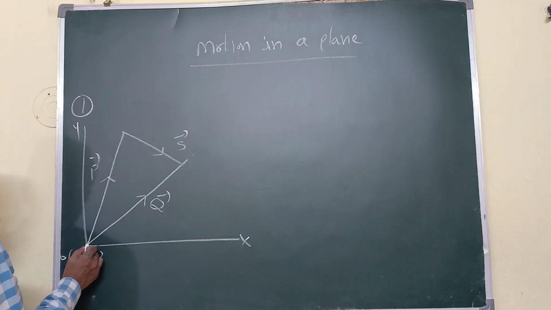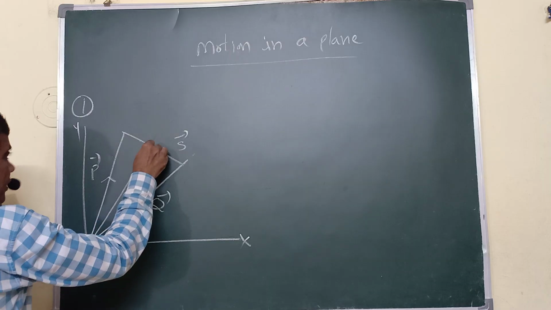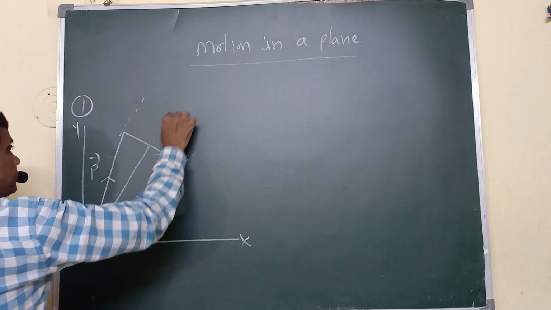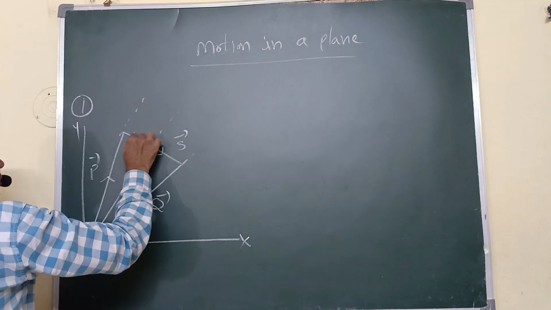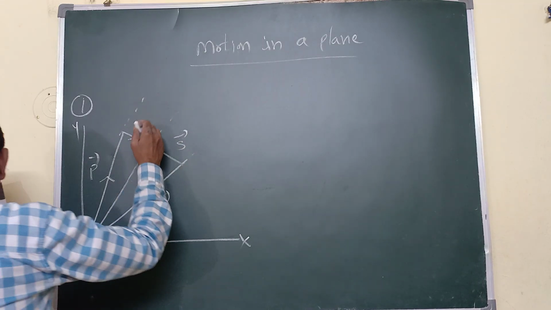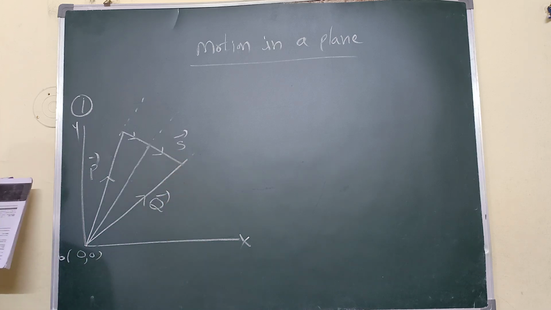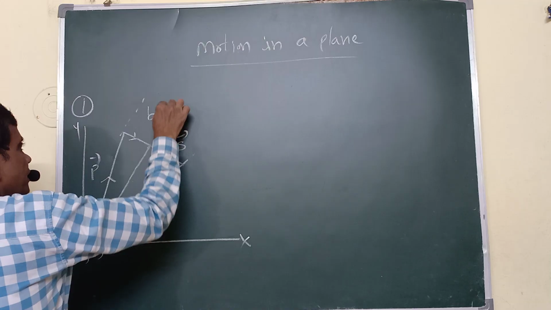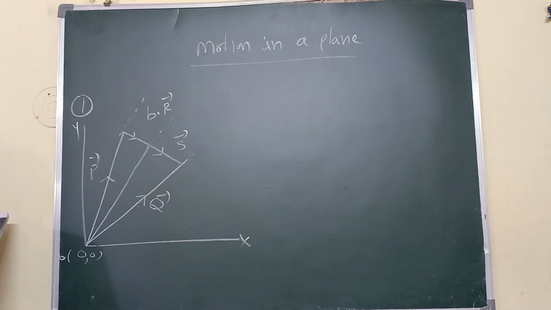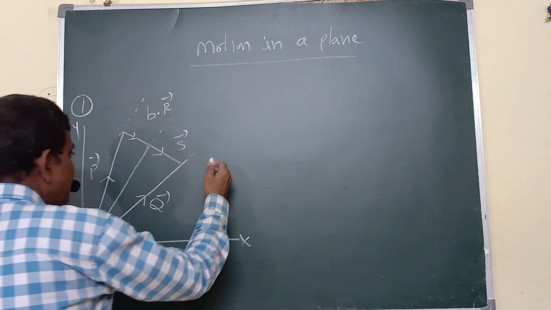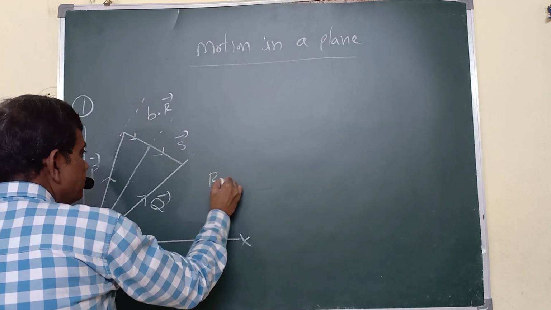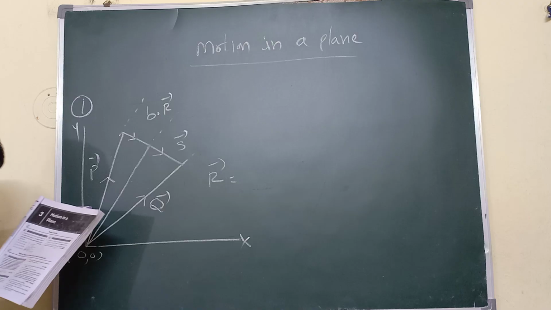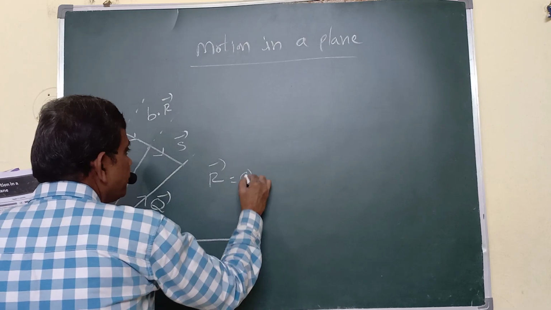And here he had given one small vector. This small vector is BR. That is B into R vector. Again he had given one relation. What is the R value? R vector equals Q minus P.